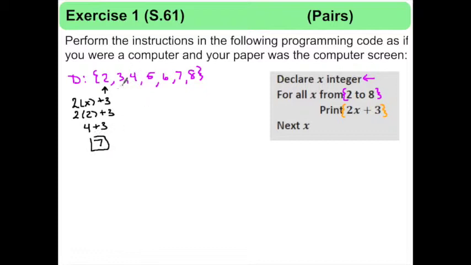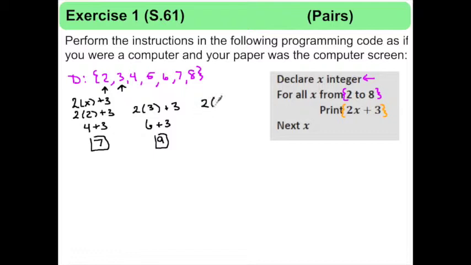If I look at the next one, we'll just do a few of these. If I had the 3, then I would do 2 times 3 plus 3, so 2 times 3 is 6. Then I add 3, and then we get 9. So you see the idea of what we're doing one at a time.